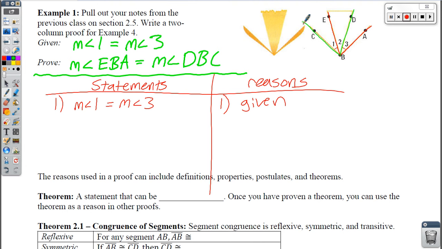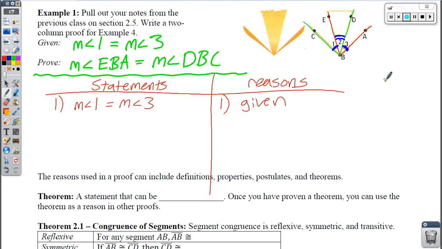We were given that the measure of angle 1 is equal to the measure of angle 3. So that's these two outer angles, angle EBC and angle DBA. So we're given that those two are the same. Now, generally what we're going to say as we go through this proof is that angle 2, this double marked angle, is shared by both of the angles in question. Both the green angle and the red angle have that piece in it. And the other pieces of those angles are angles 1 and 3, which are congruent to each other.